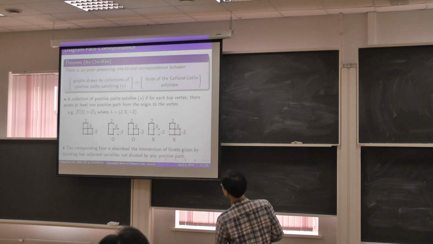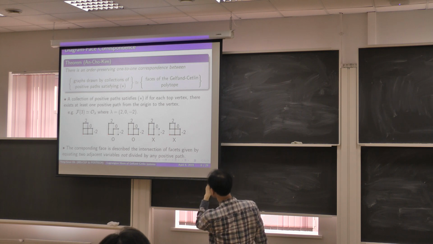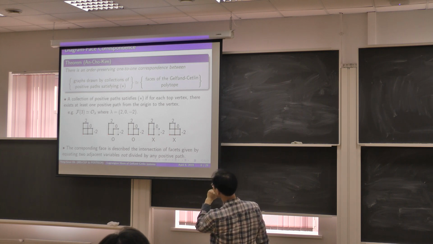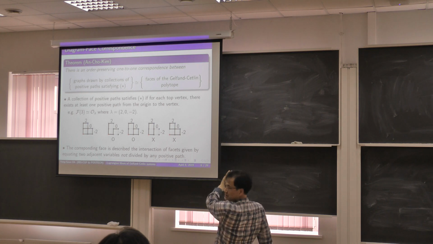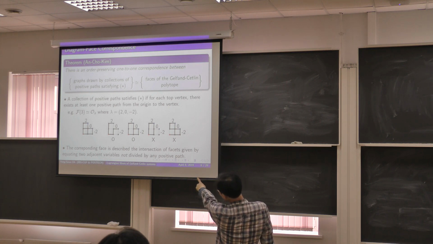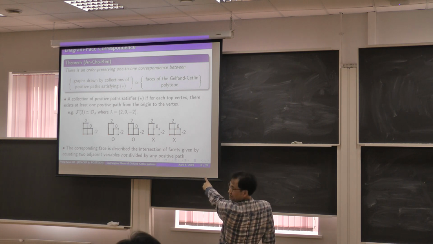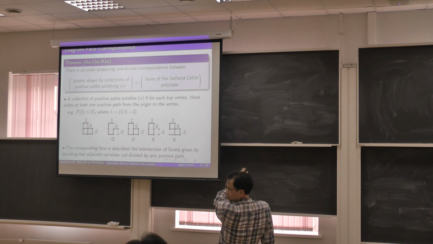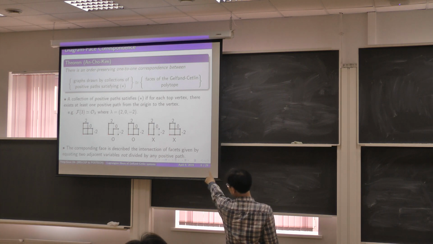Okay, so let's look at these examples. Which sub-diagram corresponds to a face of the Gelfand-Cetlin polytope? The first one is the union of two positive paths, so this corresponds to some face of the polytope. The second one also consists of a union of positive paths, so that also corresponds to some face of the polytope. But this one does not cover the blue dot.